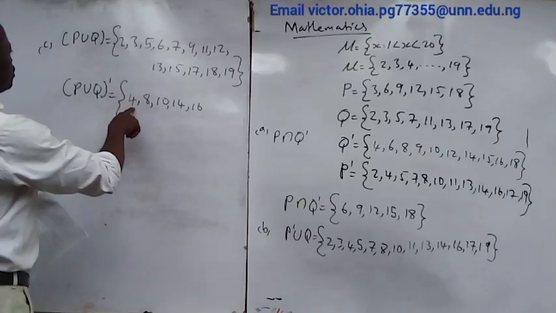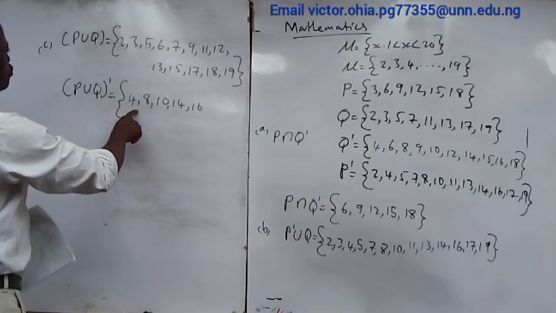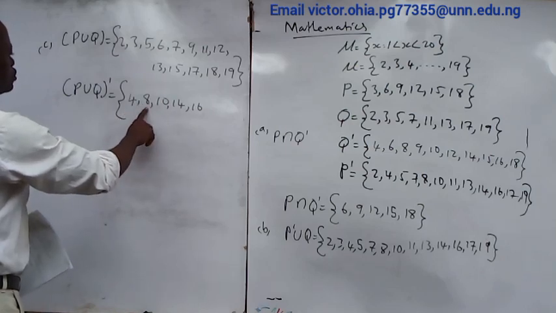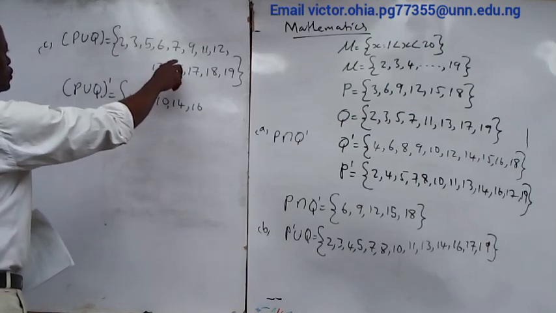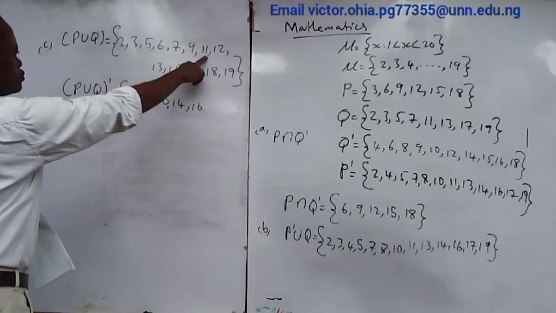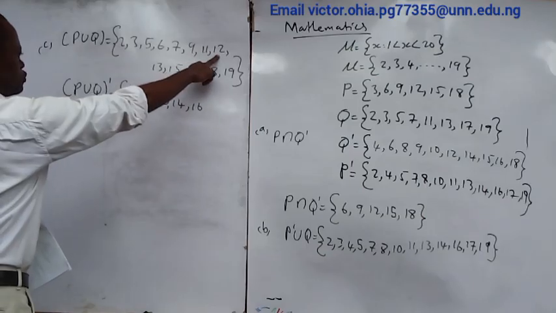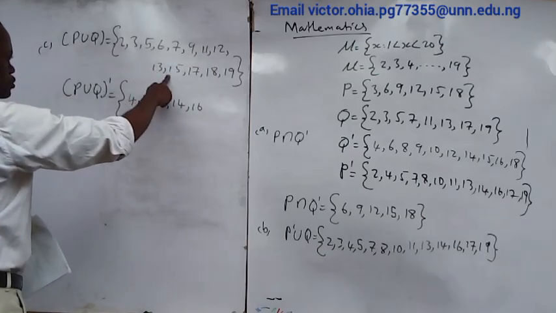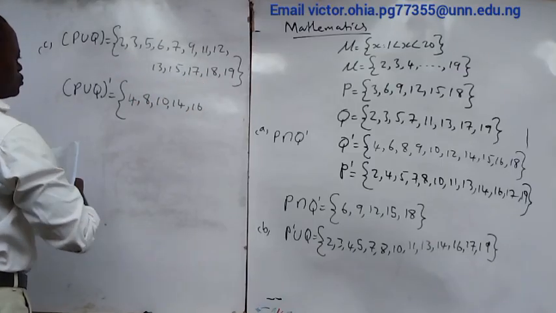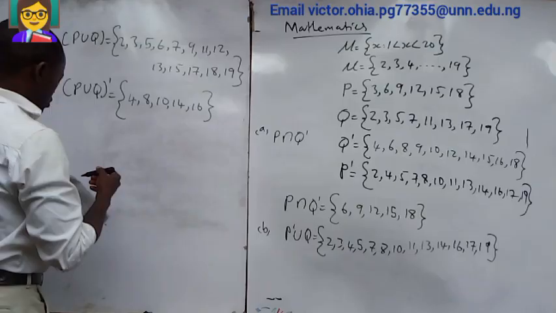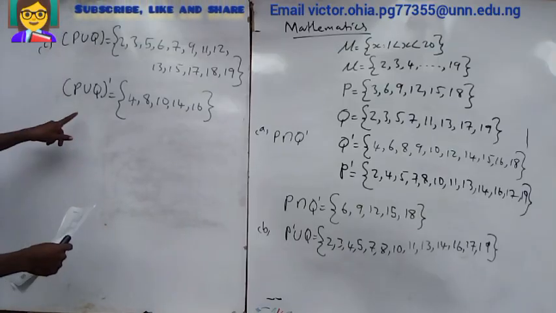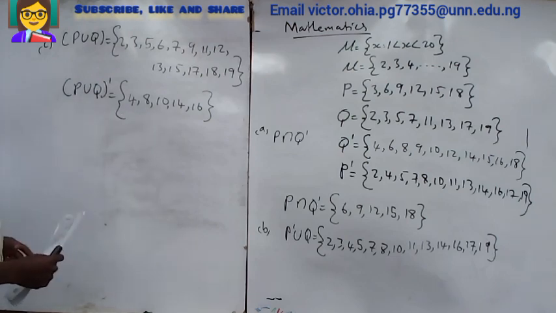Let me check again. 2, 3, 4, 5 here, 6 is here, 7 is here, 8, 9, there's no 10, 11, 12, 13, there's no 14, 15 is here, there's no 16, 17, 18, 19. Okay, so these are the elements that are in this expression. These are the elements that are found there.